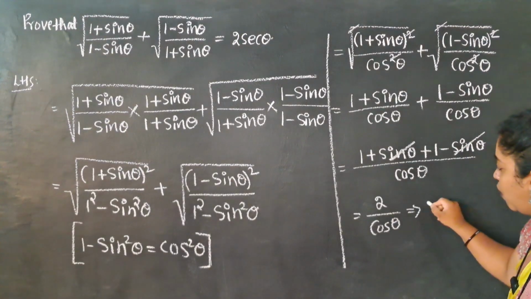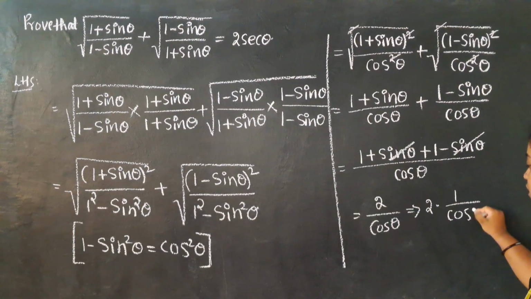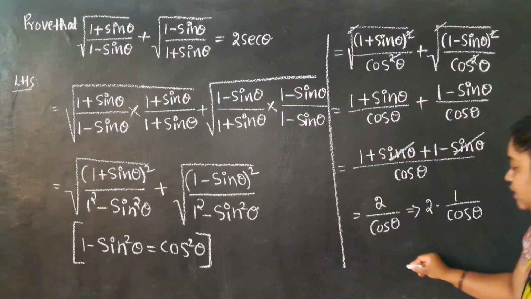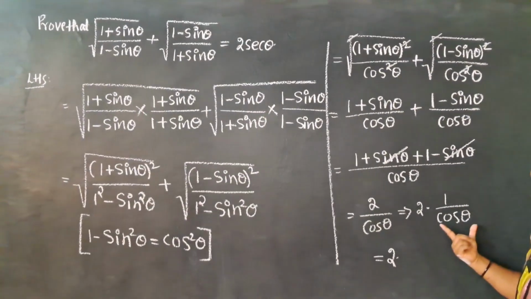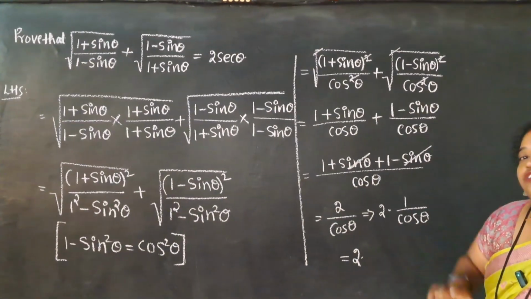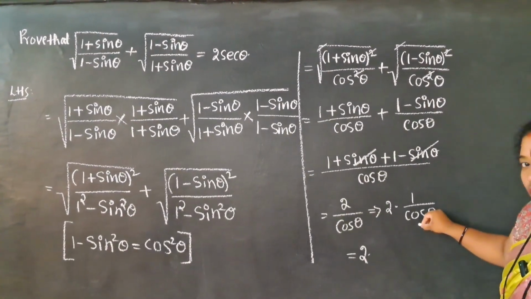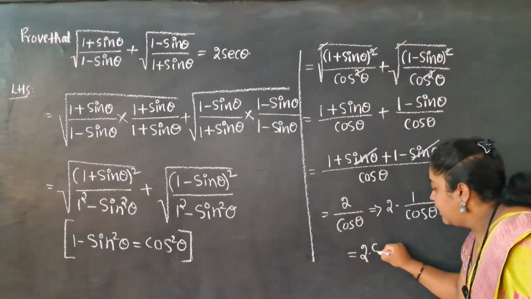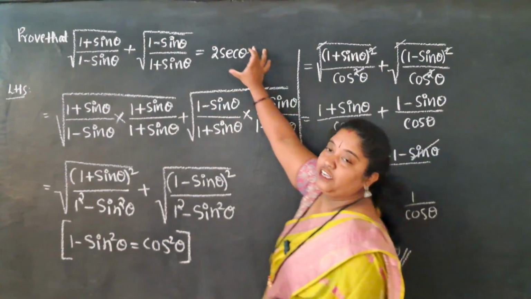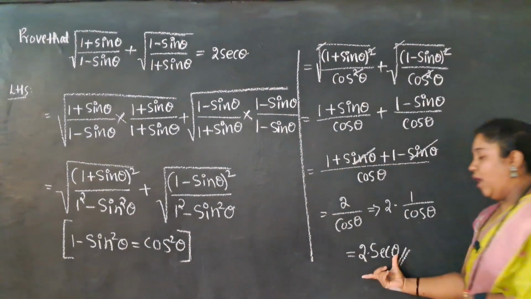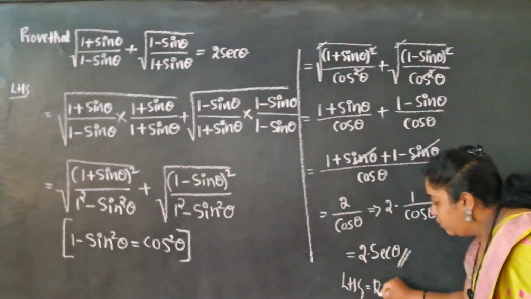See now, dear, 2 I will keep as it is. Can I write 1 by cos theta? Of course I can write. So 2 into 1 by cos. Cos is the reciprocal function of which trigonometric function, dear? Sec theta. Yes or no? So instead of 1 by cos, I'll be writing sec. So what do I have to write here? 2 into sec theta. Look at the RHS part. I need to have 2 sec theta. We end up with 2 sec theta. So at the end, LHS is equal to RHS.